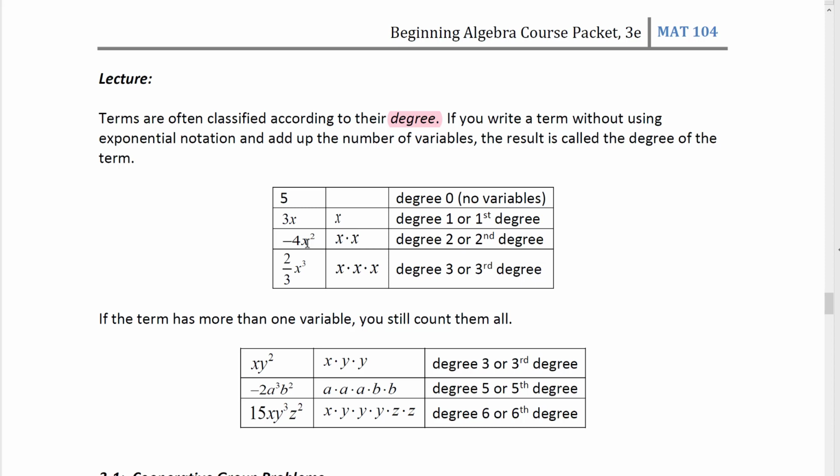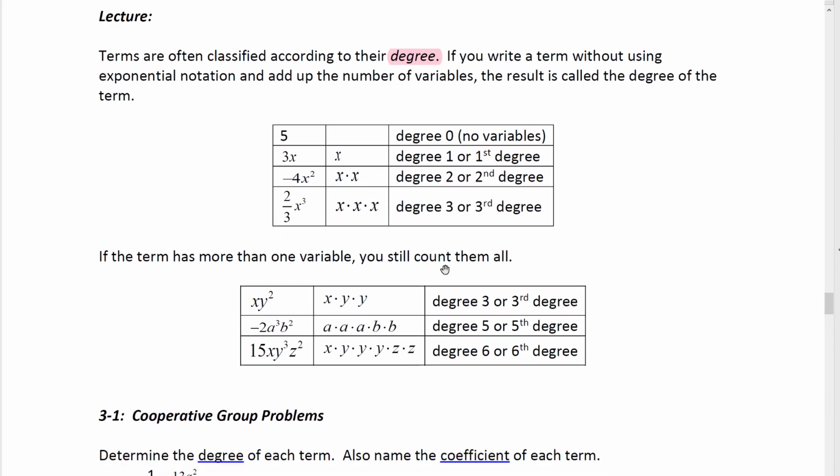In the third example, we have negative 4x to the second power. That x to the second power could be rewritten as x times x, so it's degree 2 or second degree. And finally, 2/3 x to the third. We could rewrite the variable part as x times x times x. 3 x's, degree 3 or third degree.